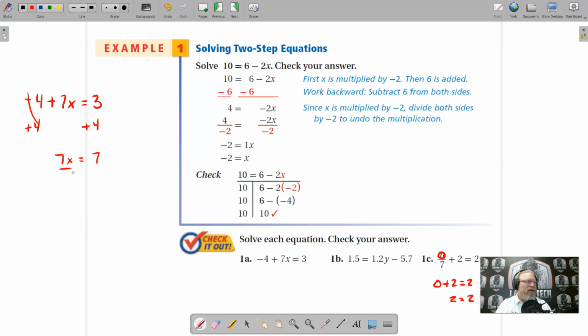We're going to use division. Divide by the very number we wish to get rid of, which is 7. What we do to one side, we're going to do to the other. The 7's cancel each other, leaving me with just the x. 7 over 7 equals 1, so x equals 1.